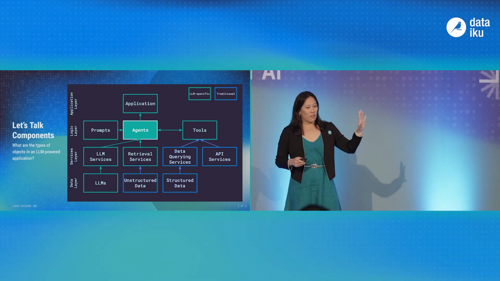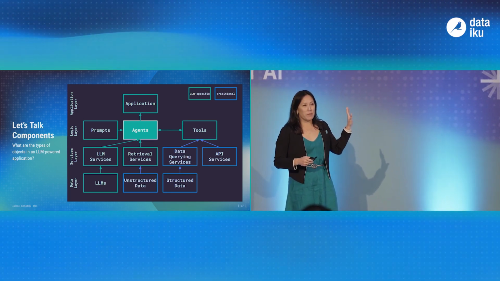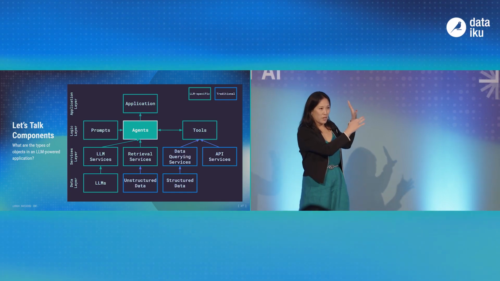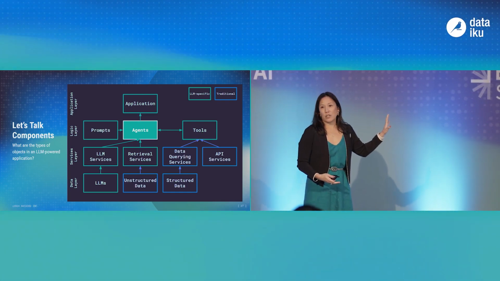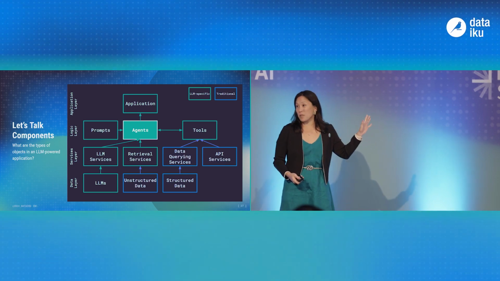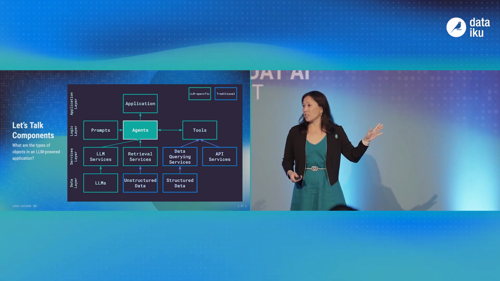So if you look at what we have on this slide, this is an example of a very simple but kind of canonical LLM-powered application. Certainly a lot of traditional elements, but also, as you see in green, some new ones as well in the IT architecture landscape.